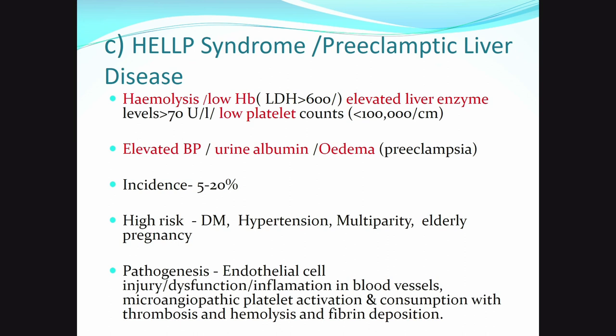Preeclampsia, as we know, is a combination of elevated blood pressure, positive urine albumin, and generalized edema. For HELLP syndrome and preeclampsia, the risk factors are diabetes, hypertension in pregnancy, multiparity, and elderly pregnancy. Elderly pregnancy is common now. The pathogenesis in HELLP syndrome is, again, not very clear.